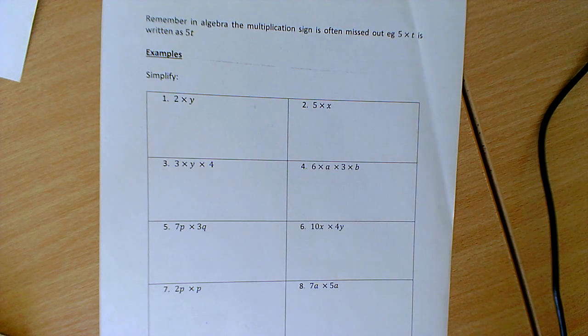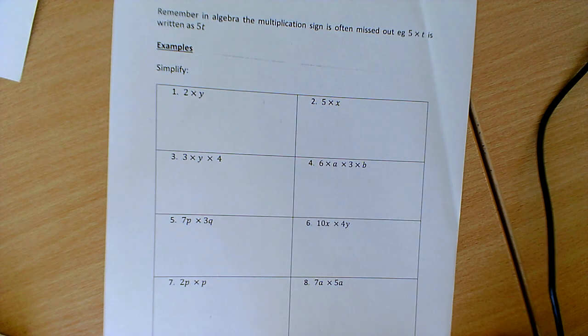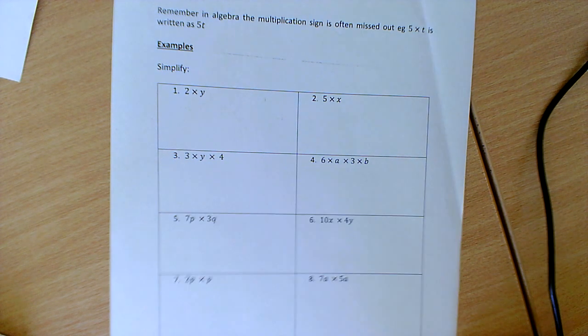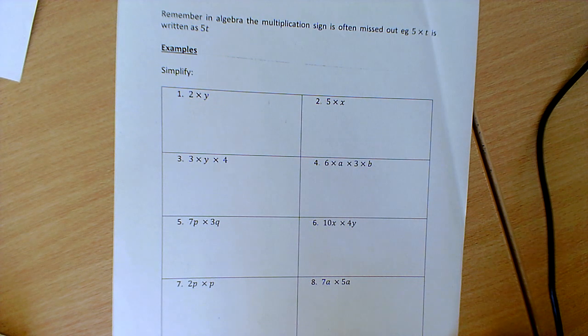Let's look at a few more examples, just with multiplication. Now remember, in algebra, the multiplication sign is often missed out. So if we have 5 times t, we normally write it as 5t. So let's look at question 1, 3, 5, and 7. Then we can pause the video. You can try 2, 4, 6, and 8, and then I'll show you the answers.